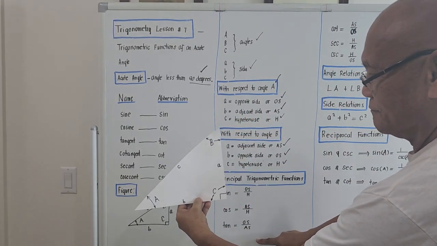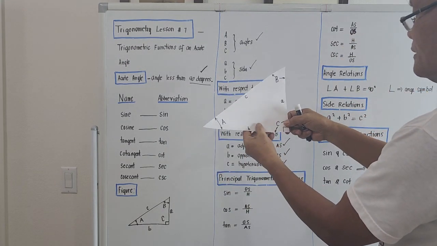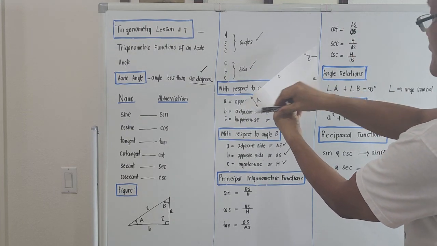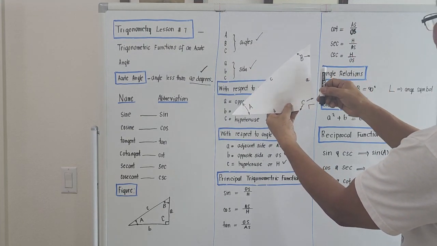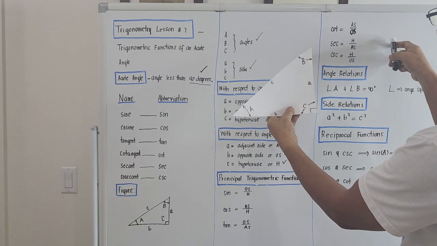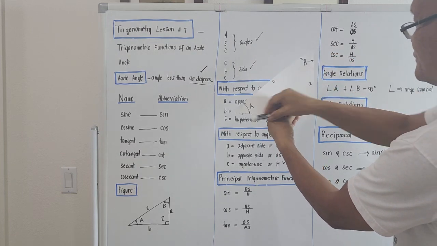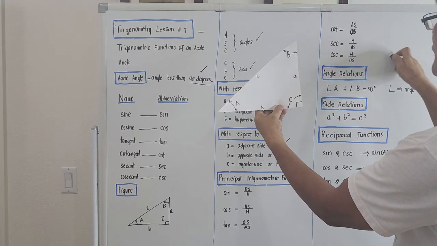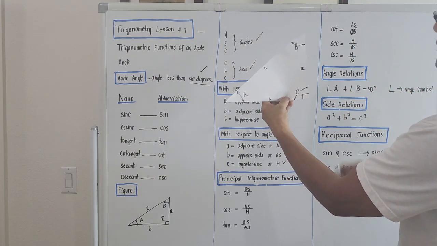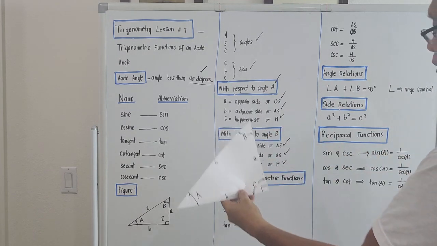Opposite over adjacent. And if you try to take the cotangent, it will be the reverse of tangent. It should be adjacent side over opposite side. And for secant, it will be hypotenuse over adjacent side. And for cosecant, it should be hypotenuse over opposite side. We apply this considering this angle.